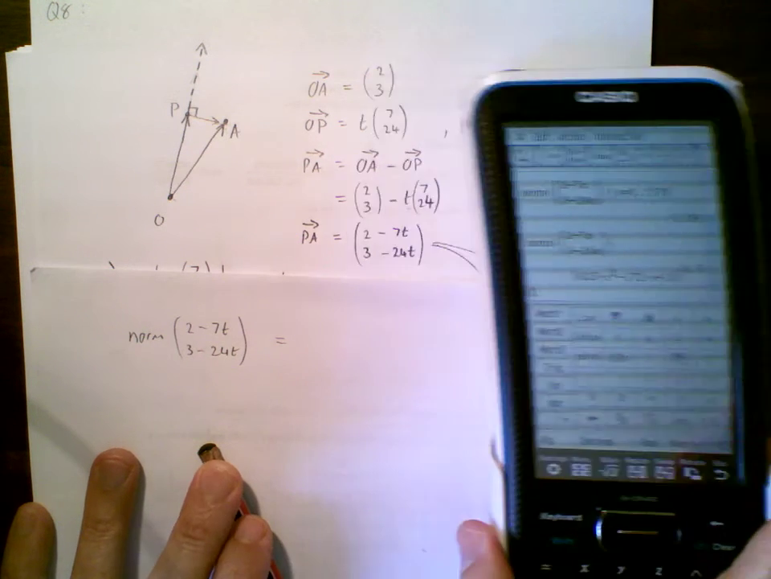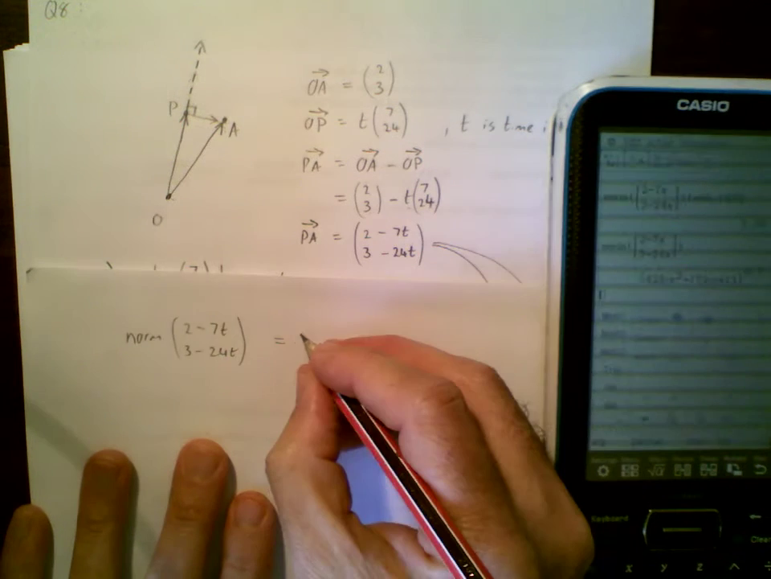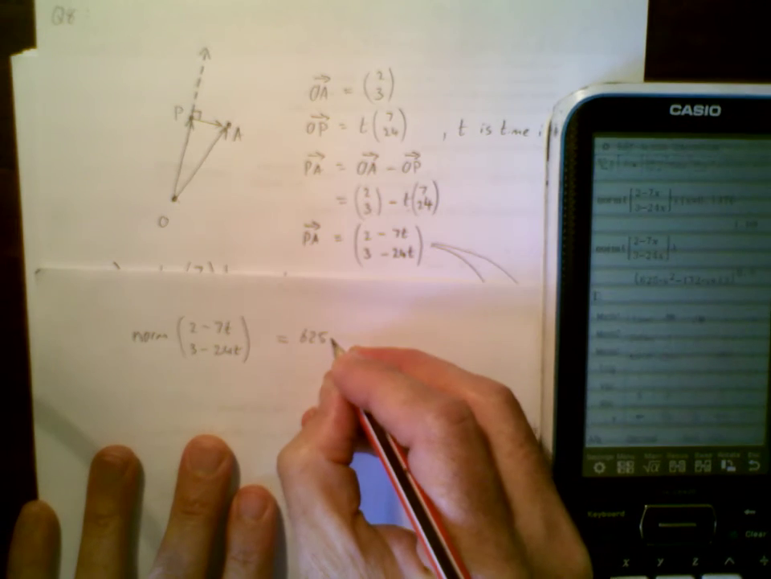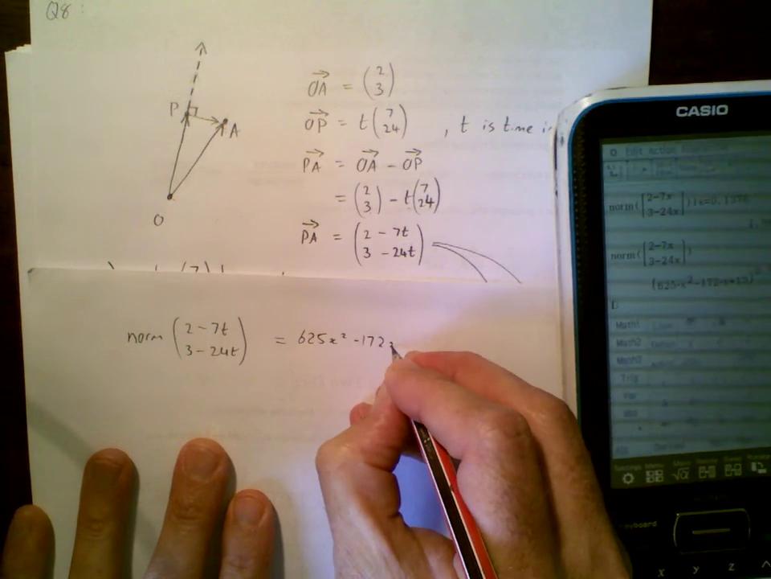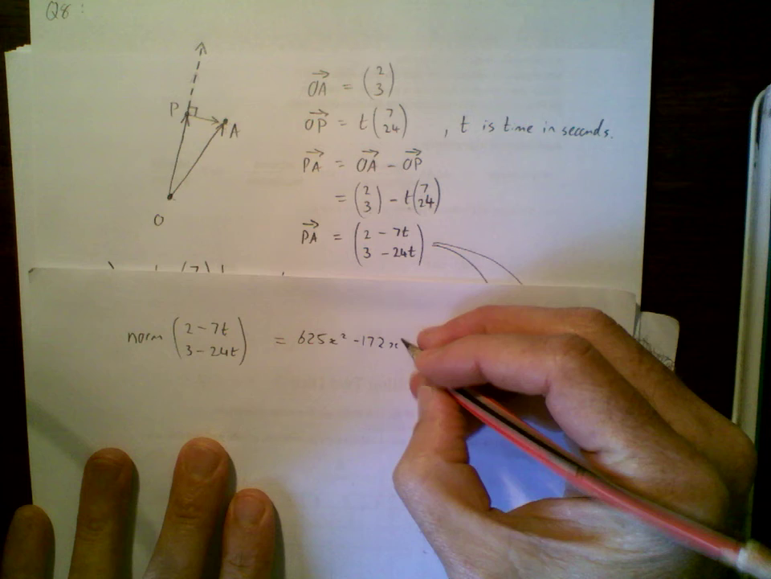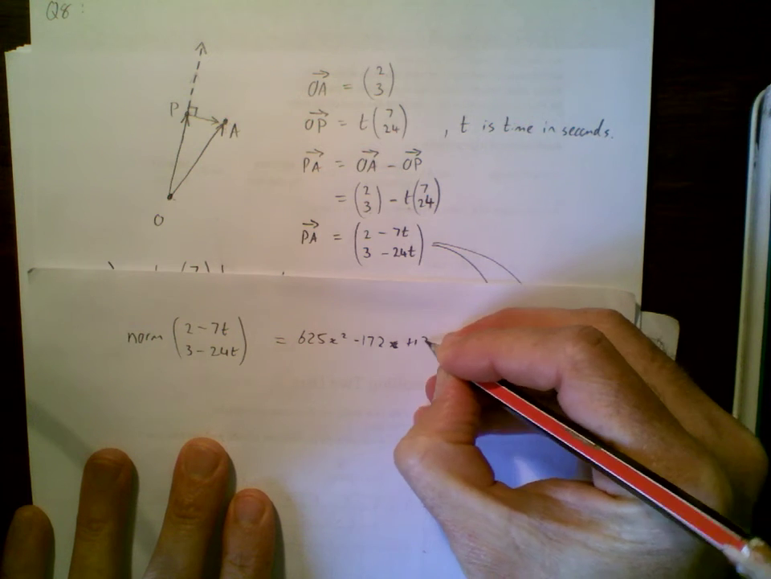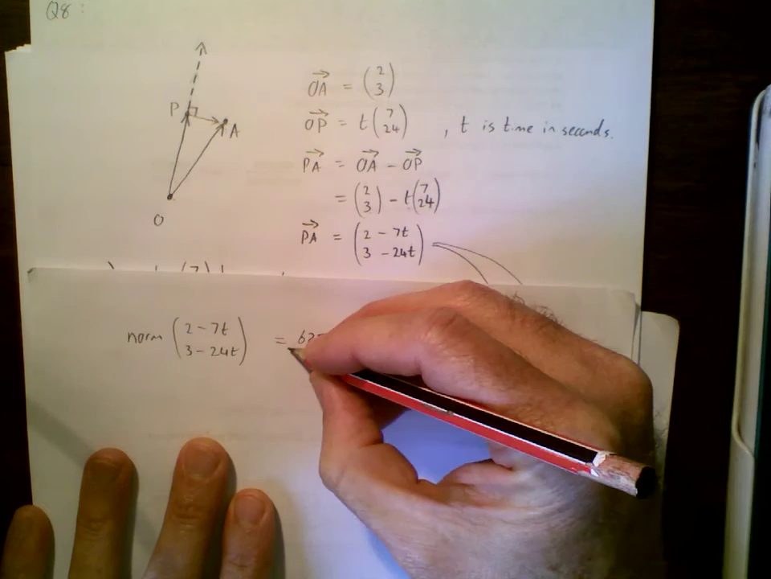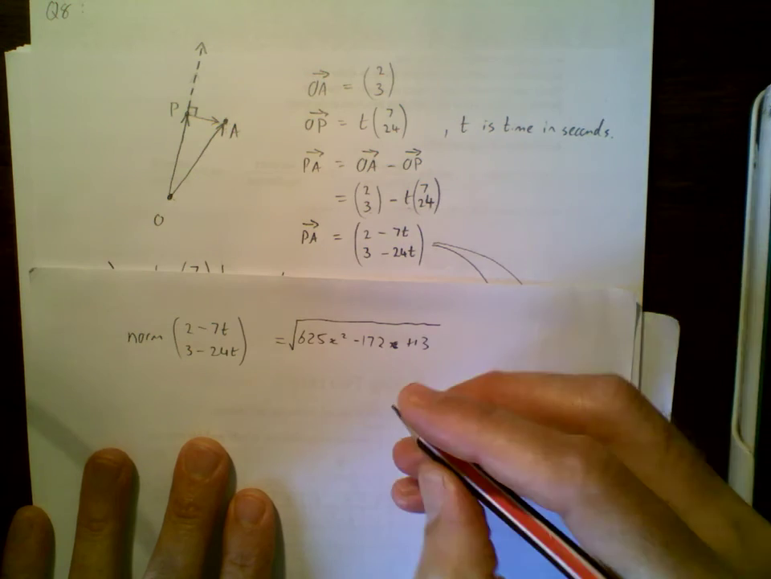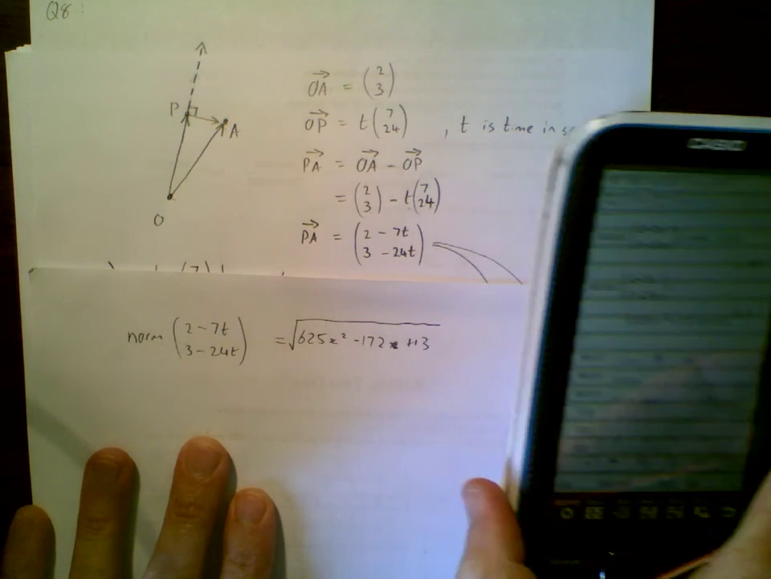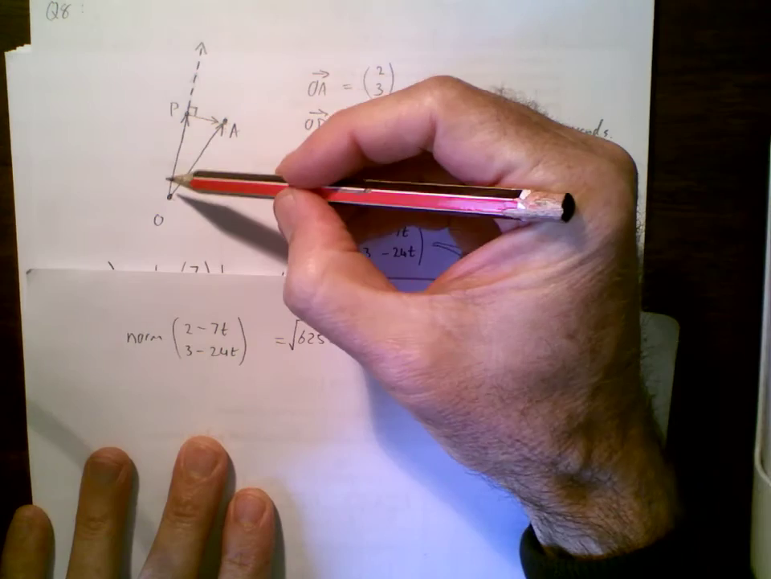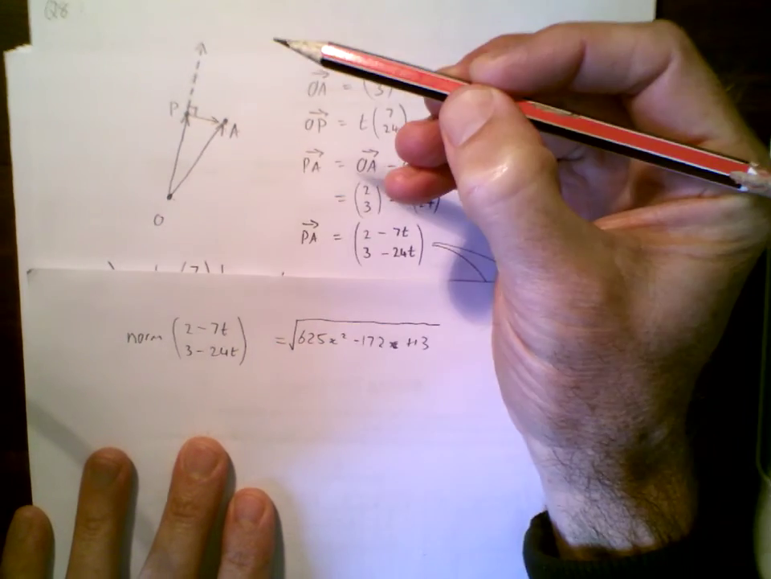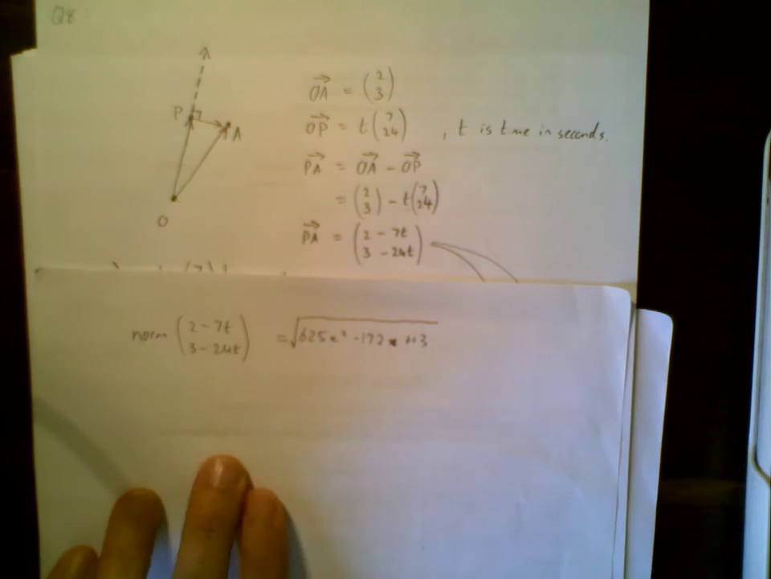625x squared, just copy that down. So we've got 625x squared take 172x plus 13, to the power of 0.5, or the square root of that value. Okay, so that gives us the distance, and that distance is actually for any point along this path for a given t value.